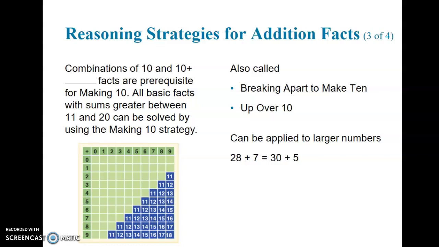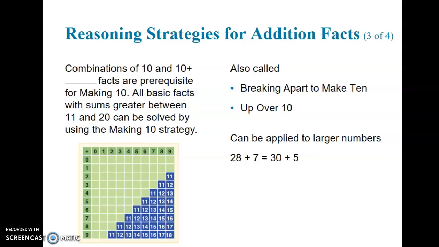4. Adding on to 10 is not an official basic fact, but in preparation for making 10 strategies, students must know combinations of 10 and 10 plus another fact to equal more than 10. All of the basic facts with sums greater than 11 and 18 can be solved by using the making 10 strategy. Students use their known facts that equal 10 and then add the rest of the number onto 10.